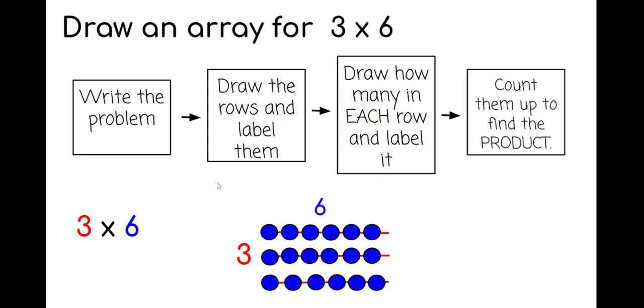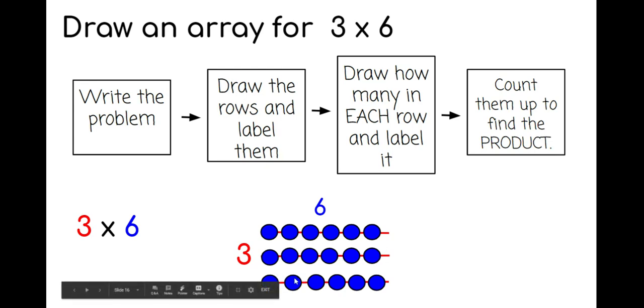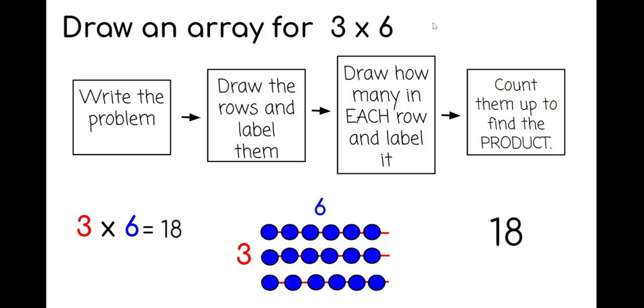Let's count them all up to find the product. 6, 12, 13, 14, 15, 16, 17, 18. So the product of 3 and 6 equals 18.